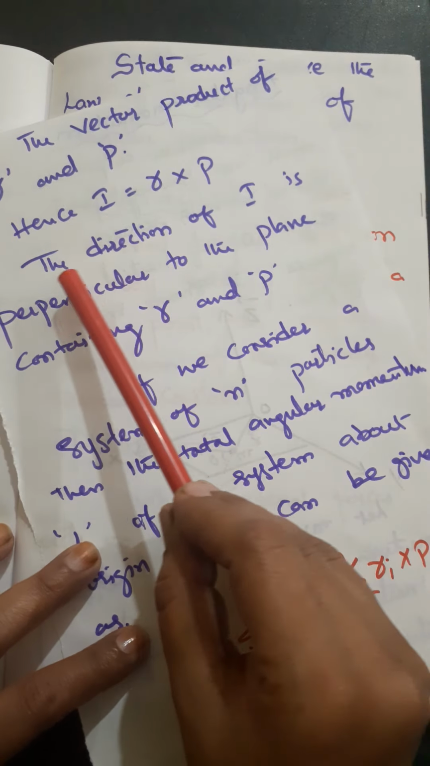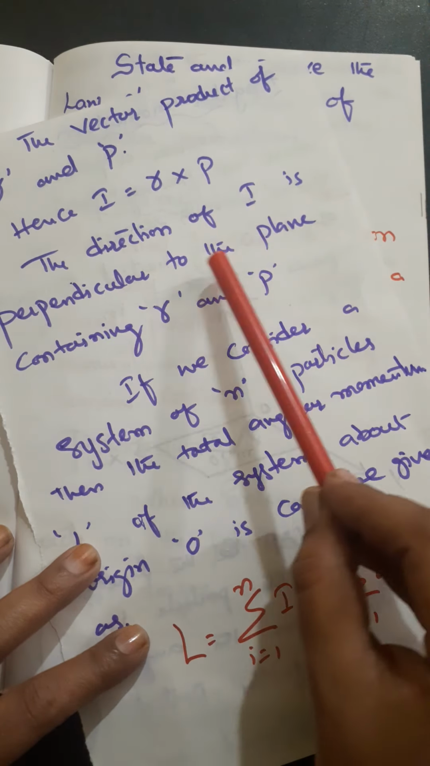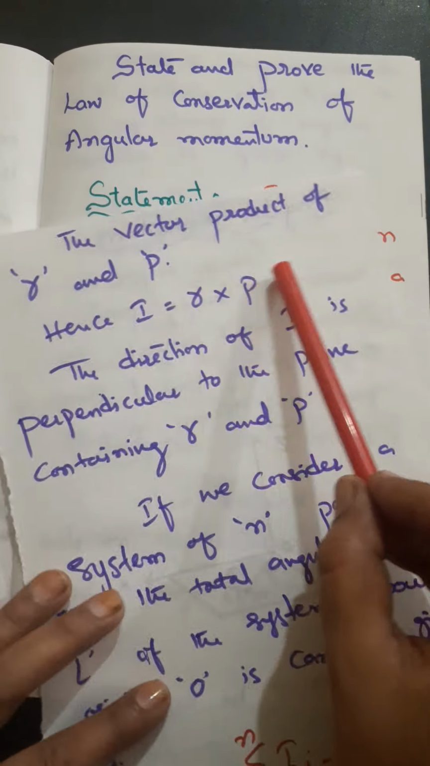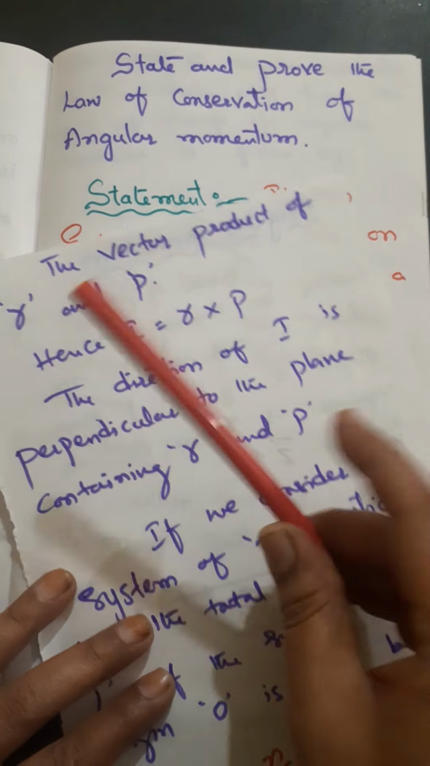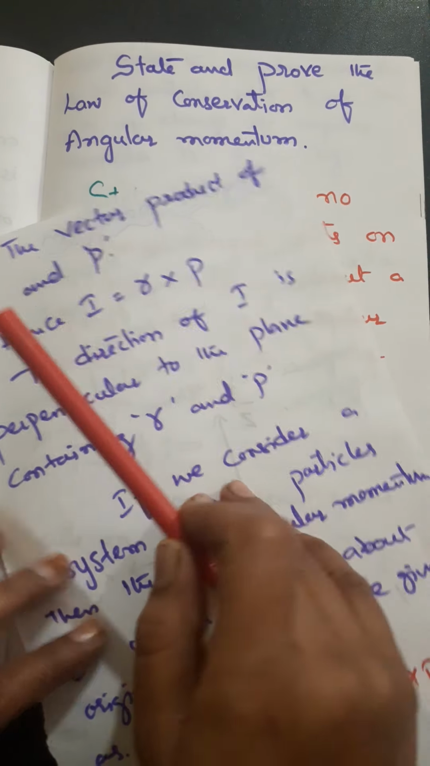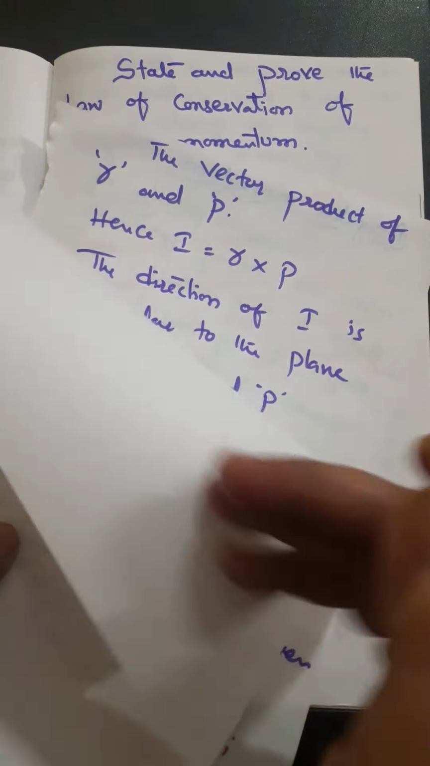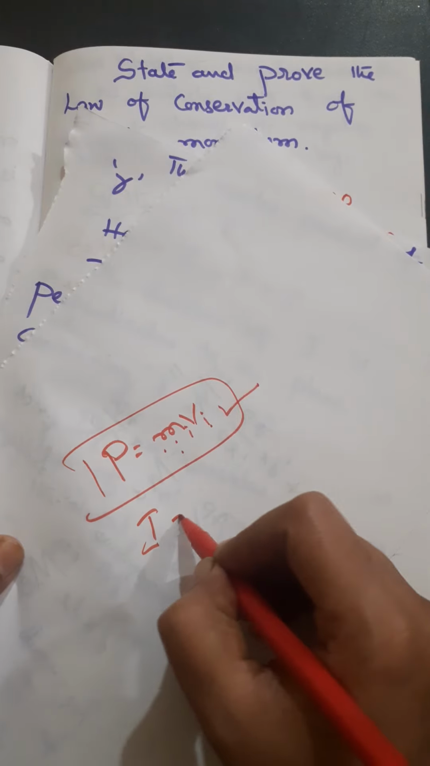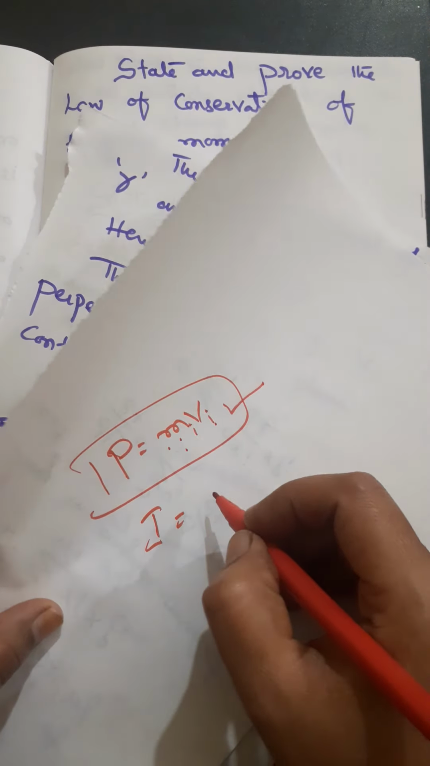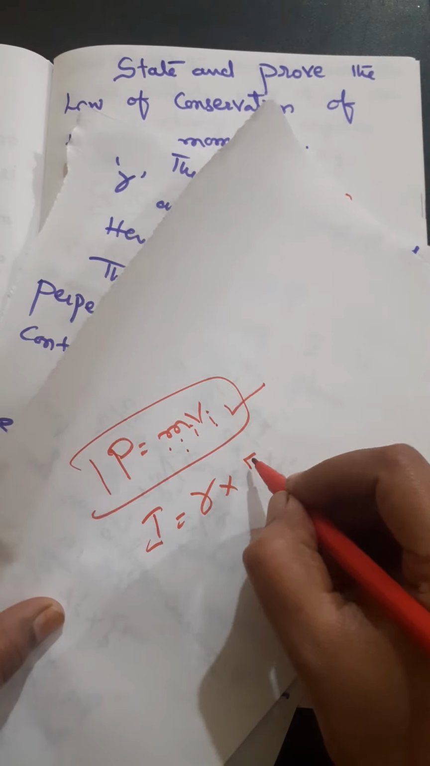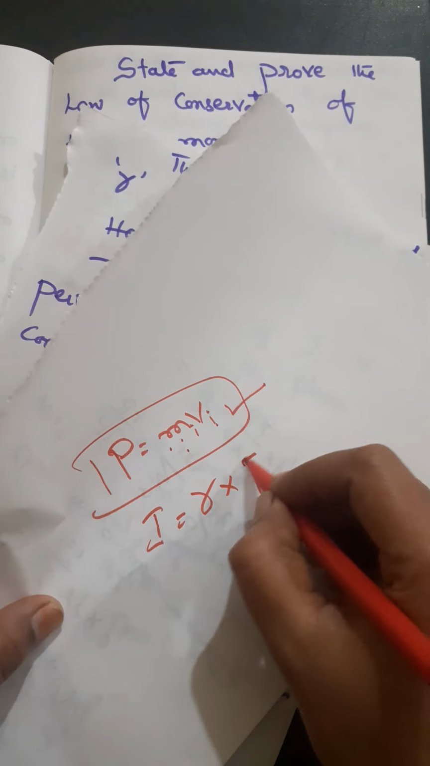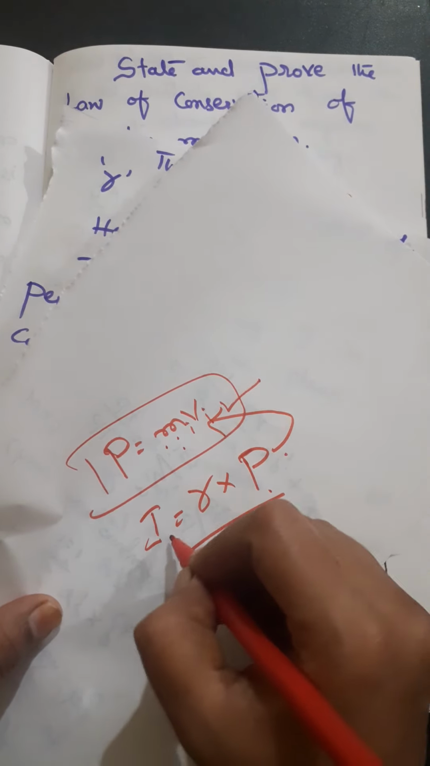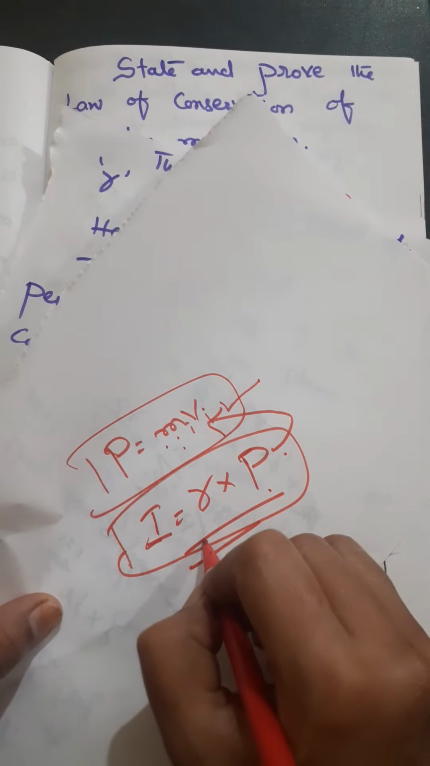So the vector product of r and p can be written as l is equal to r cross p. Here the direction of l is perpendicular to the plane containing r and p. The angular momentum definition is l is equal to r cross p. Linear momentum is the product of mass and velocity, while angular momentum is the cross product, or vector product, of r and p, where p is the linear momentum. This is the definition of angular momentum.